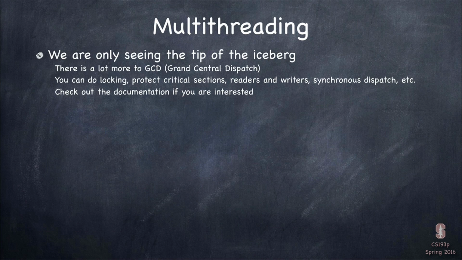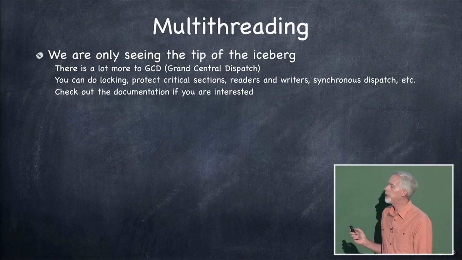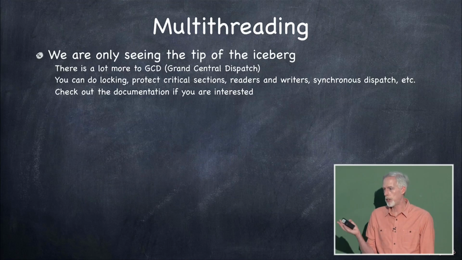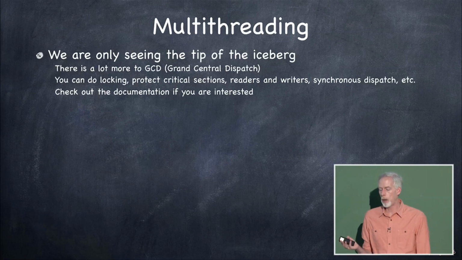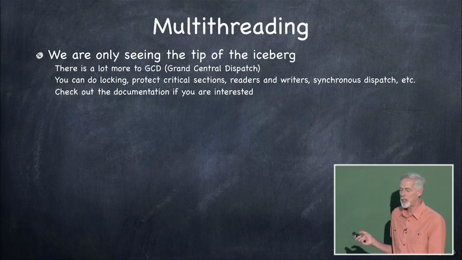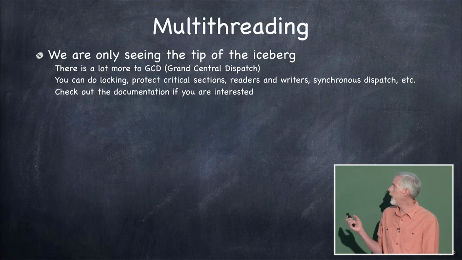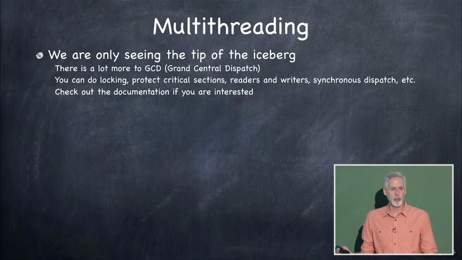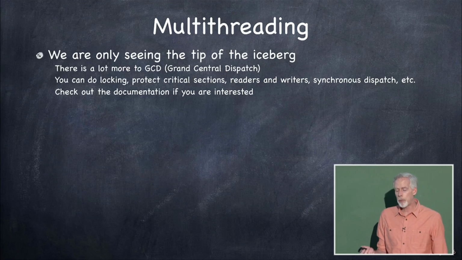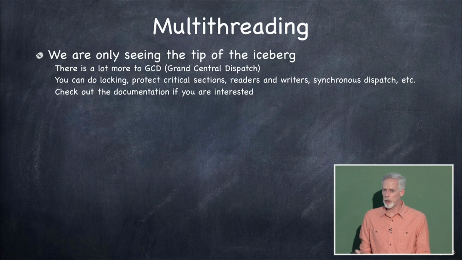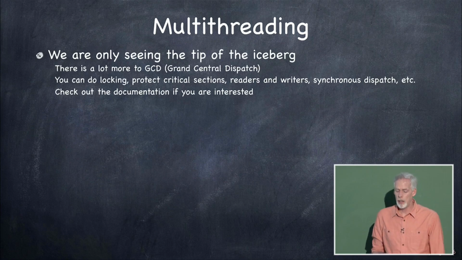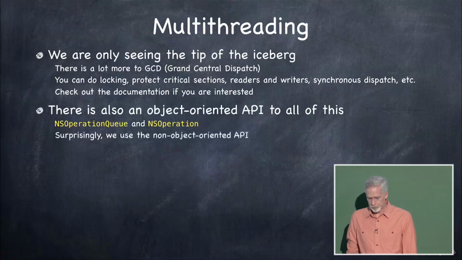Now, we're only seeing the absolute tip of the iceberg on multi-threading here. There's a lot more to GCD, Grand Central Dispatch. You can look in the documentation for all the functions that start with dispatch underbar, and you'll get an idea. There's at least a couple dozen in there. I don't have time to cover it in this class. You won't need anything more than I just showed you for the work you're going to be doing in your assignments. In your final project, you probably also won't need any more than that, but at least you know where to look if you might need more.